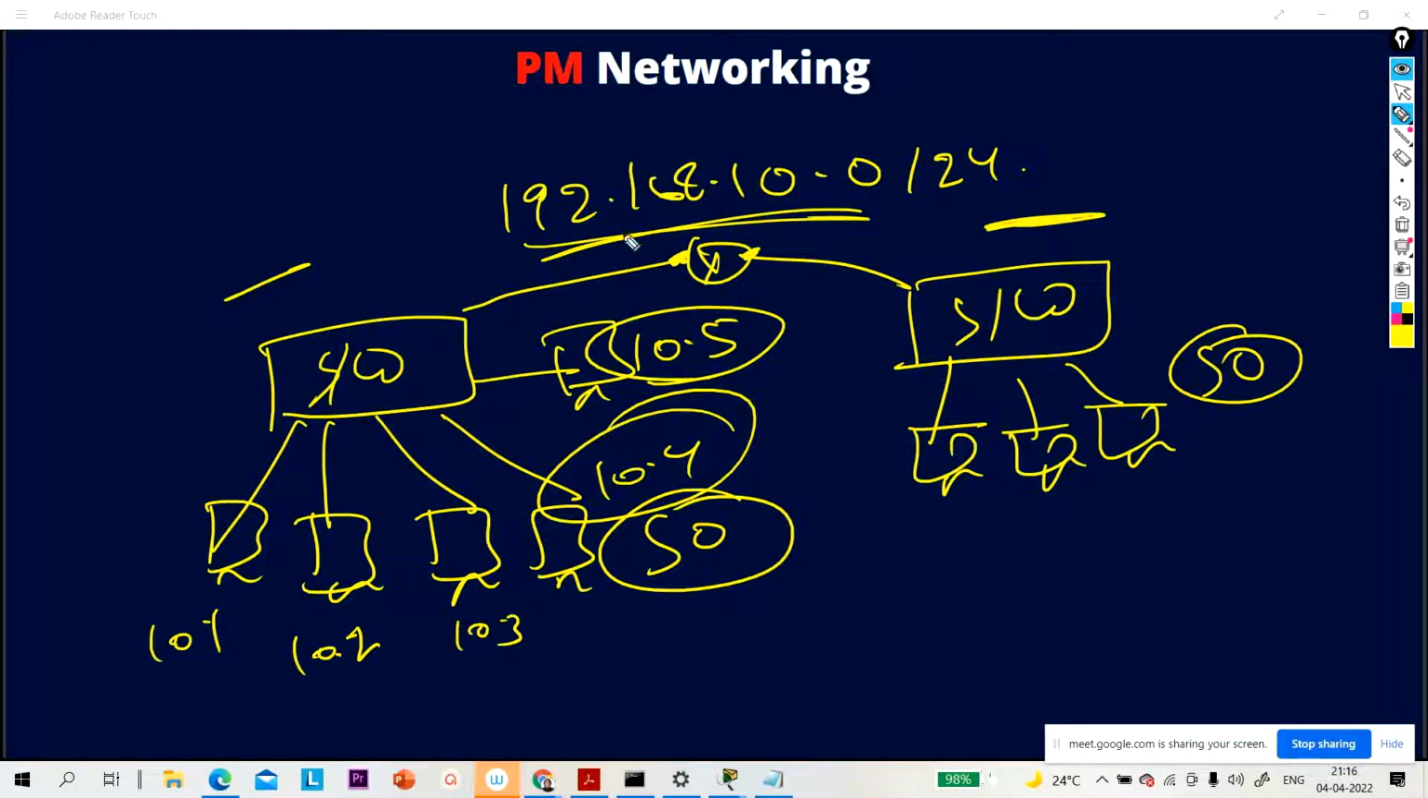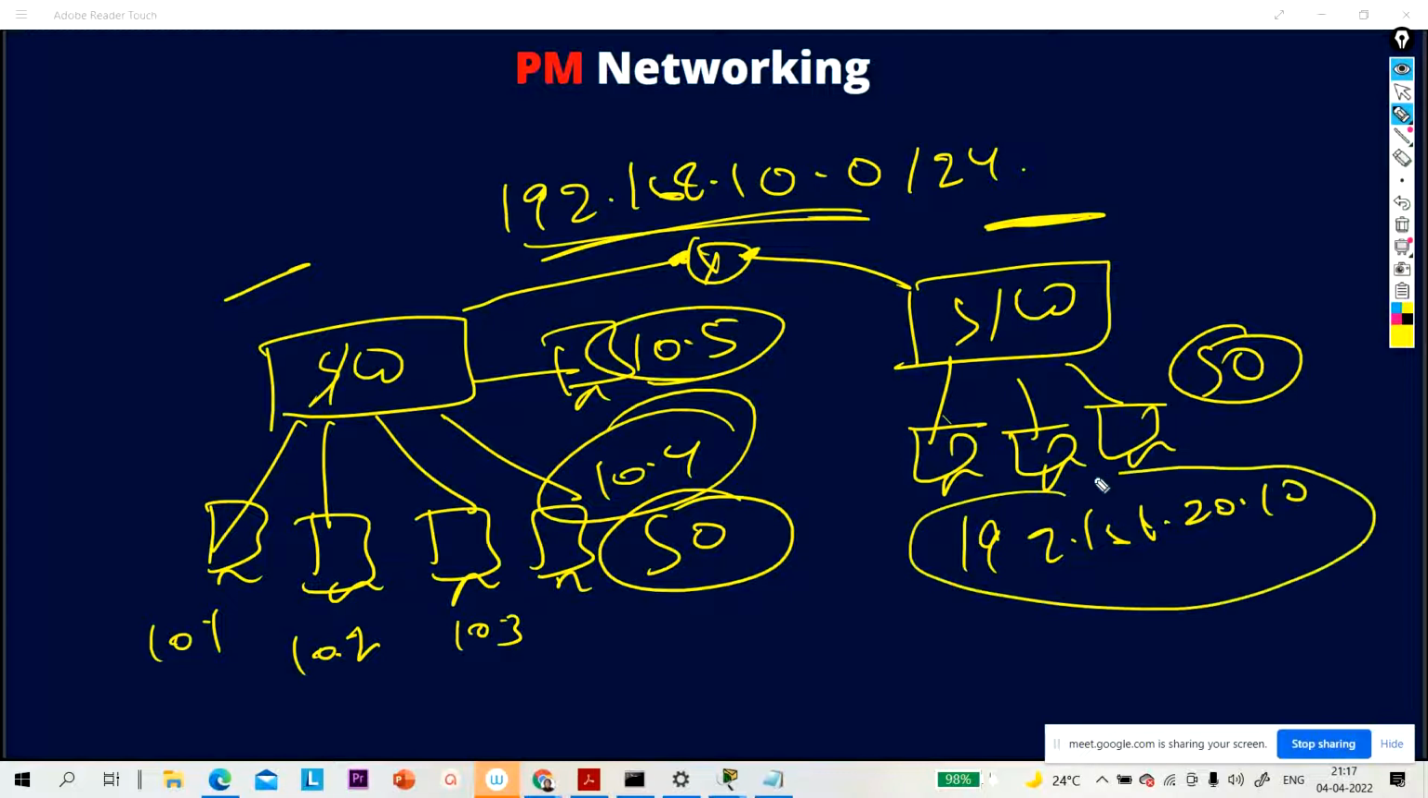So we need to take a different IP address for this network. If I pick 192.168.20.10 for this network, I will pick network 20.0. Or we can adjust the subnet mask by doing subnetting.